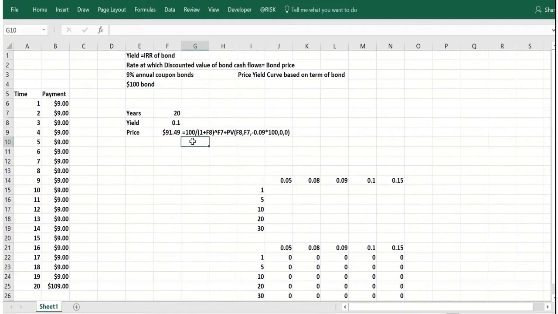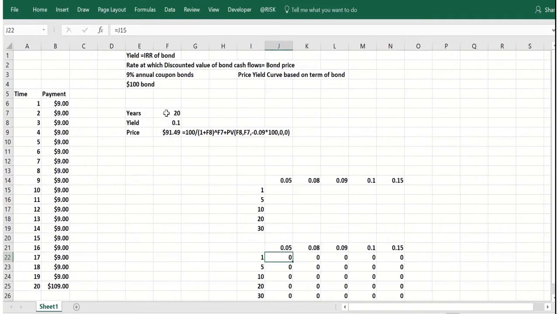So we can use Excel financial functions to find this for one combination of the term of the bond, the number of years, and the yield of the bond, and then use a data table to loop through, let's say, 1, 5, 10, 20-year bonds, and yields of 5%, 8%, 9%, 10%, and 15%. And then if we copy the values from the data table without the formula in the upper left-hand corner, we can make a nice chart, which is the price yield curve. So let's go through that.